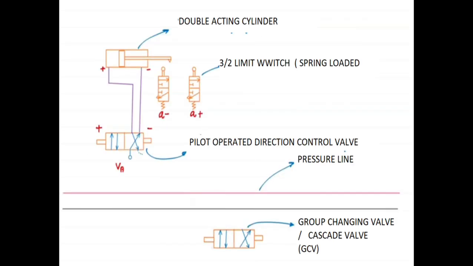See here, when we want to present the circuit diagram of the cascade method, we need to follow some standards. So here I have shown double acting cylinders, and each cylinder has 2 limit switches, 3 by 2 limit switches shown here, and also we show the pilot operated direction control valve, 4 by 2 valve. The pressure lines 1 and 2 are represented with different colors, and the last one is the cascade valve shown at the bottom.